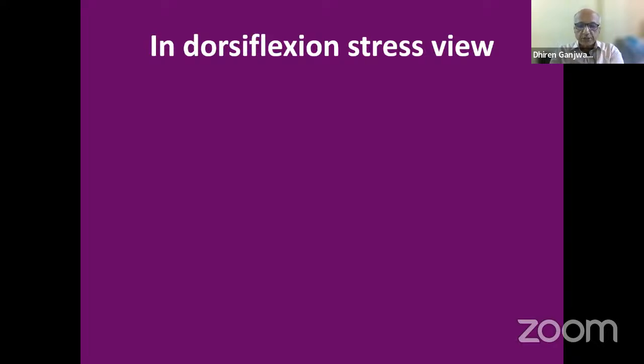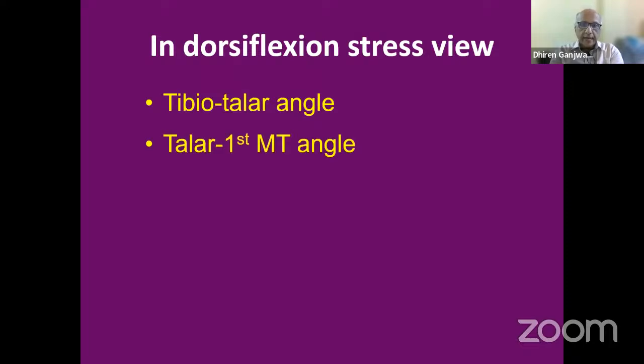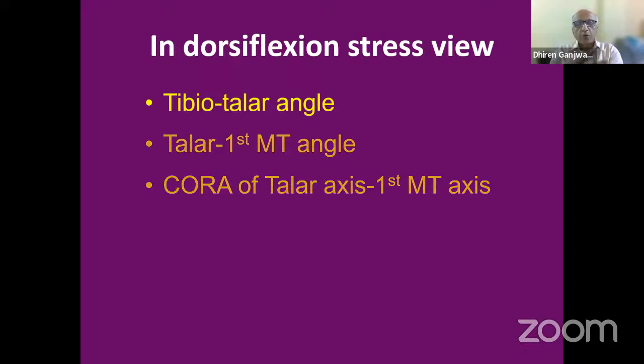In the dorsiflexion stress view, we measure 3 angles: the tibiotalar angle, the talar first metatarsal angle, and the CORA of the talar axis and the first metatarsal. Later on during the study, we realized that the last 2 are not important in the dorsiflexion view. We measured all 3, but later, while preparing the manuscript, we realized that we really don't need the other 2. So we kept only the tibiotalar angle in the dorsiflexion stress view.